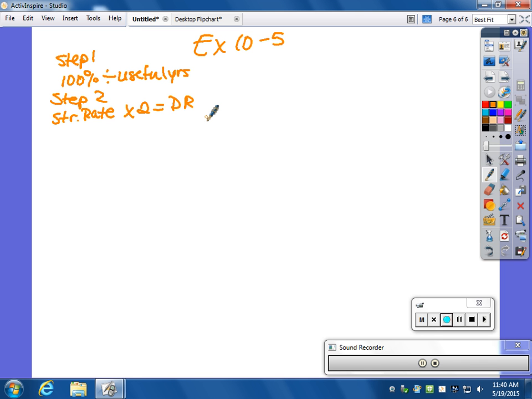In this case, what was the useful amount of years? 4 years. So we have 100% divided by 4 years, which gives us 0.25. And then step 2, we're going to take our 25% and multiply by 2, which equals our double rate of 50%.